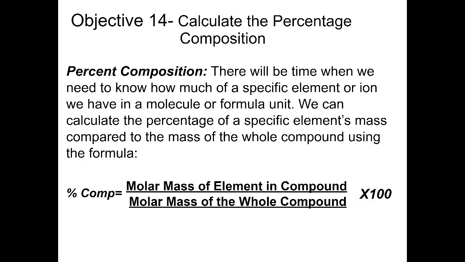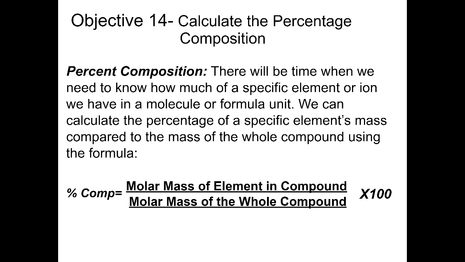Okay, we are back. So this is the portion of the notes where we're going to talk about percent composition. Percent composition is how much of a part of a substance we have compared to the entire substance. There will be times where we'll need to know how much hydrogen we have in H2O, percentage wise. We can calculate the percentage of a specific element's mass compared to the whole mass of the compound using the formula at the bottom of the screen.